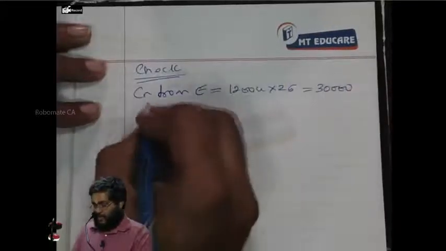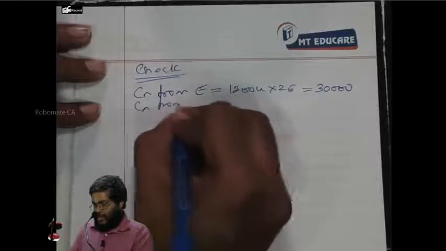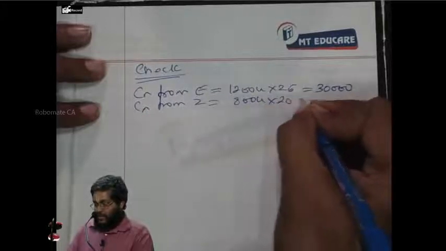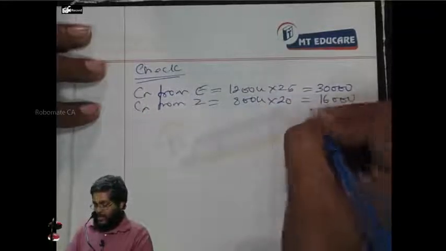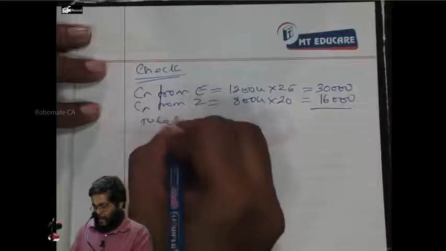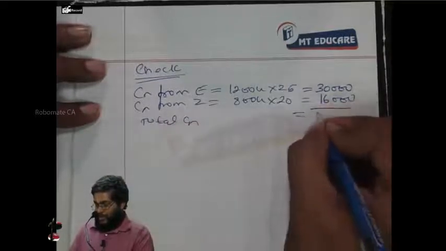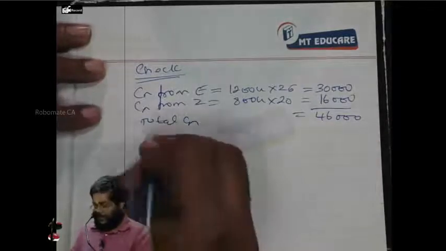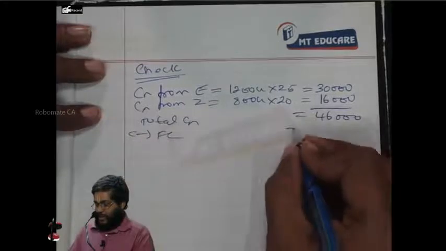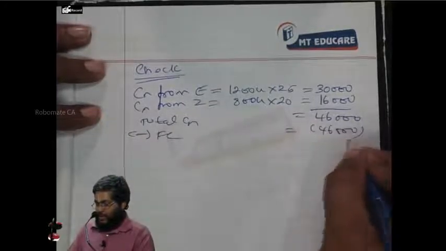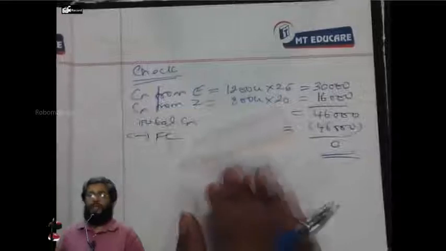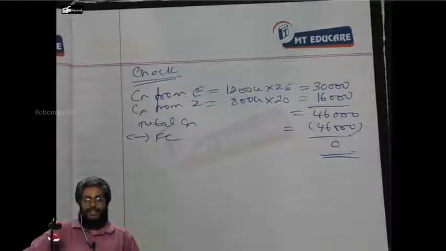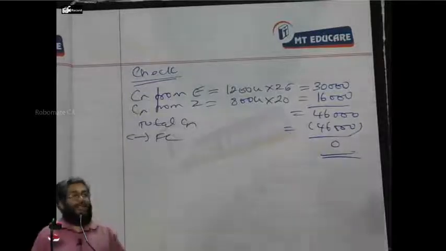30,000. Contribution from Z. How many units? 800 units into 20. How much rupees? 16,000. Total contribution is equal to 46,000. Minus what? Fixed cost. What is the fixed cost? 46,000. The profit is 0. The break-even point is how many units here? 2,000 units. The profit is 0. Can I proceed or not?